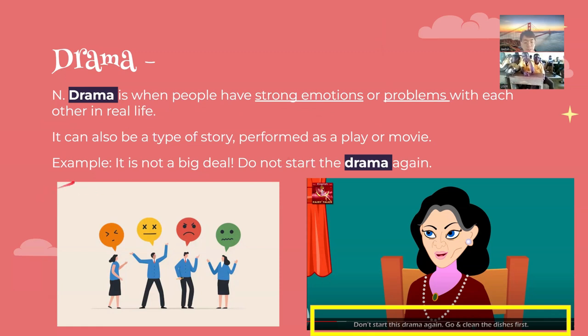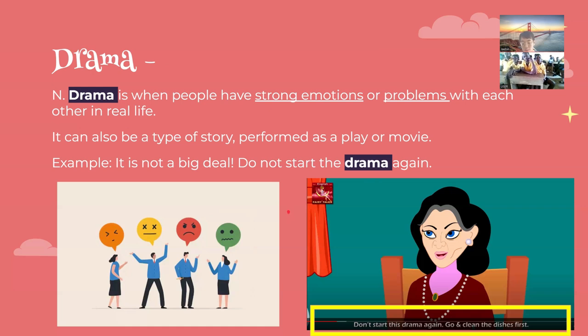So, for example, it is not a big deal. Do not start the drama again. It means that okay, it's not a big deal, and we don't need to start this emotional argument again. So maybe a person doesn't want to start the emotional argument. So that is a drama. On the left, here is kind of like a drama that is happening. So a person who is afraid, someone who is angry, someone who is confused. You can see all these strong emotions between people, and that argument is a drama.